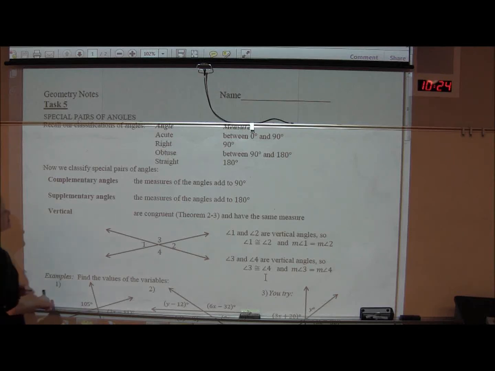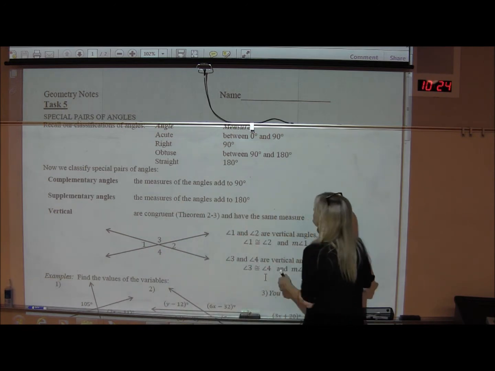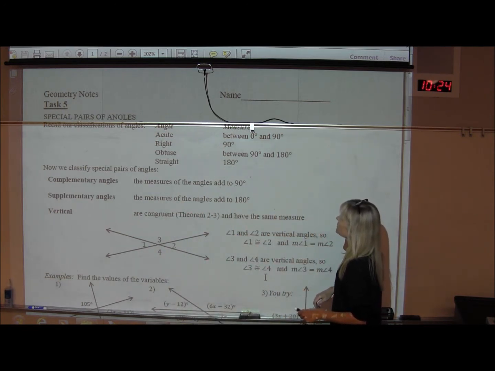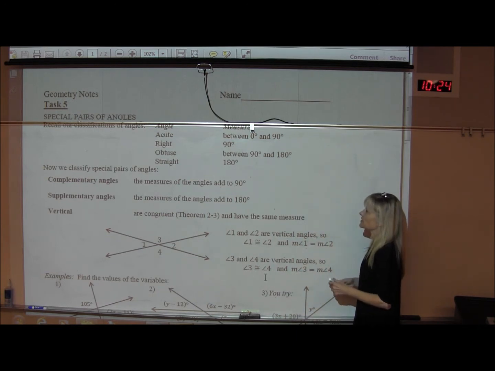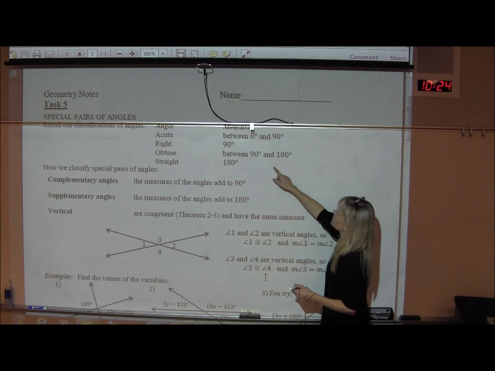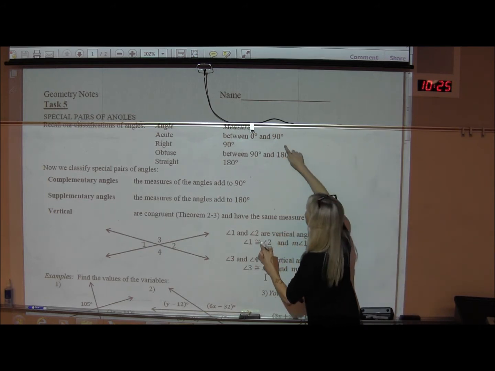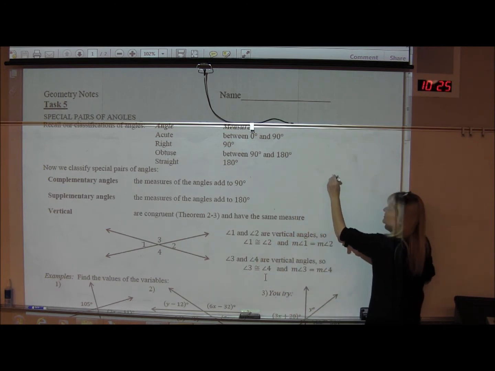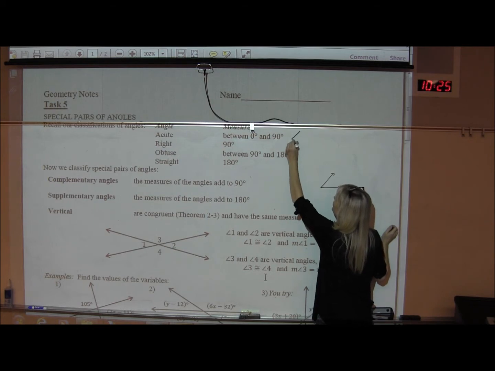All right, so this was on some handout from earlier on where I just reminded you what an acute angle, a right angle, an obtuse angle, and a straight angle are. An acute angle is anything with a measure that's less than 90 degrees. So that would be an acute angle. And you have a handout like this.